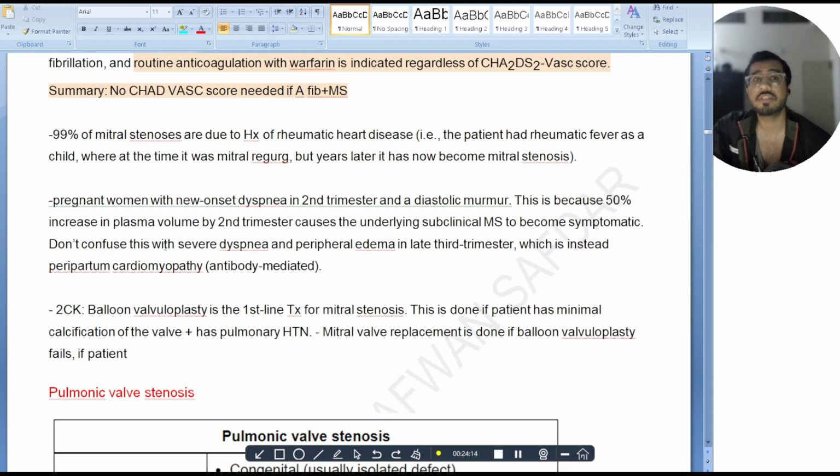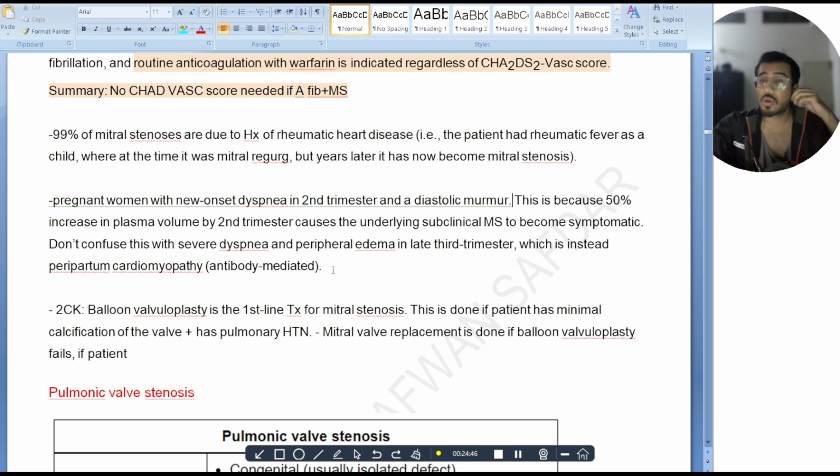Don't confuse this with severe dyspnea and peripheral edema in the late third trimester, which is peripartum cardiomyopathy. So these are the two things that you need to keep in mind. Decompensation in the second trimester with a diastolic murmur at the apex, you can go for mitral stenosis that has become symptomatic now due to hyperdynamic circulation. But if it's the third trimester and there are signs of heart failure, it's peripartum cardiomyopathy. That's it. And it's a really serious condition.